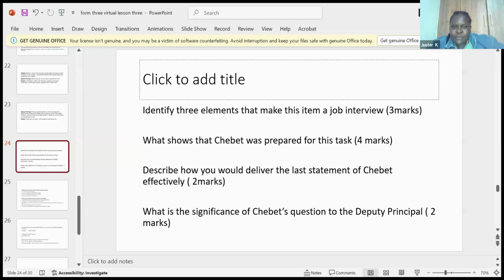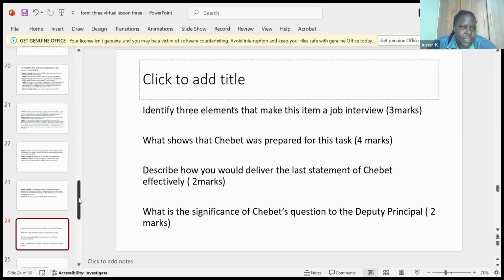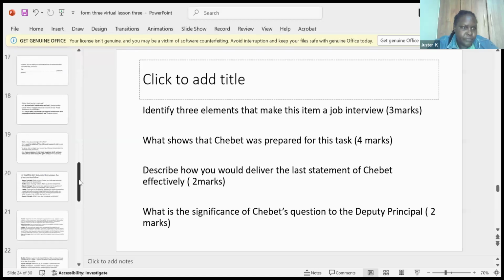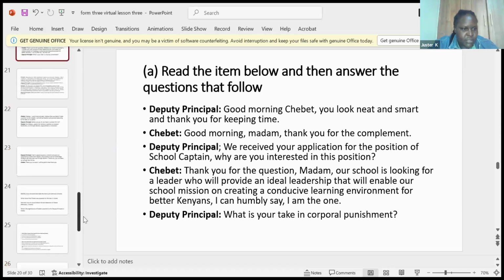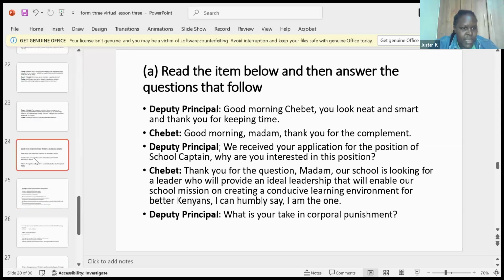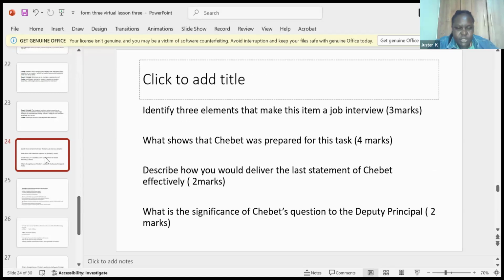Identify 3 elements that make this item a job interview. What shows that Chebet was prepared for this task? Let us just begin with those questions. I want you to evaluate yourself. Remember that next year we are candidates, so I will keep alternating the screen and you can see. You can note down the question somewhere. You can write the question. And I just want you to attempt the first 2 questions.